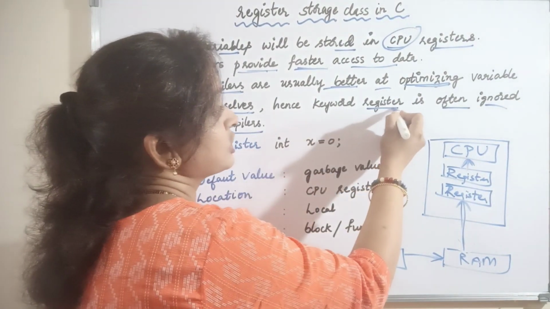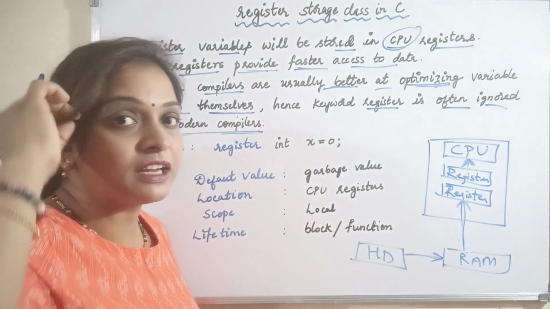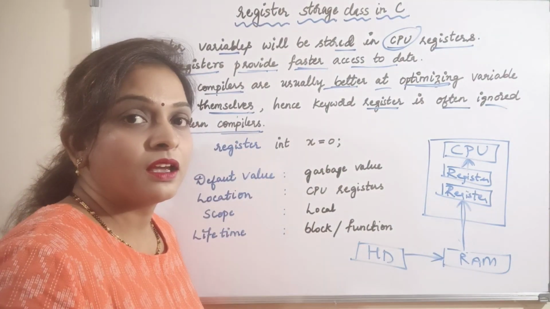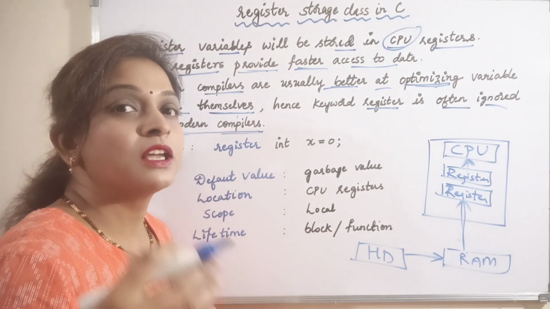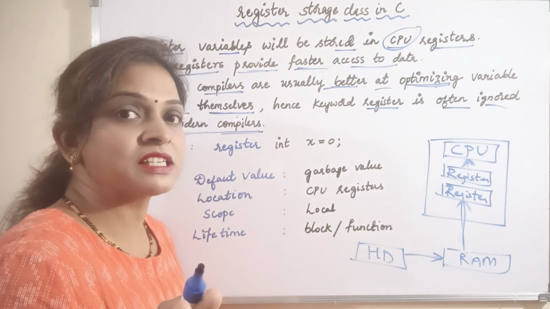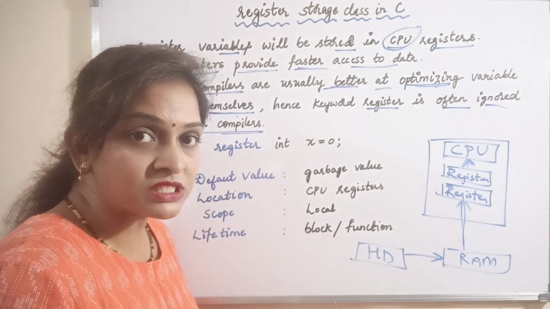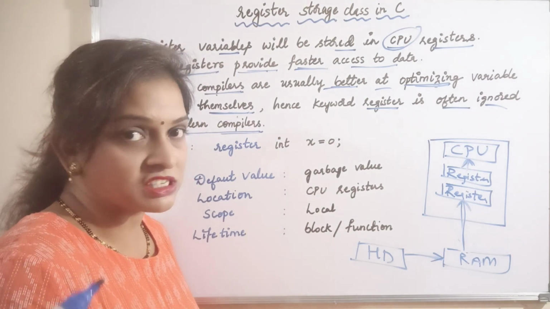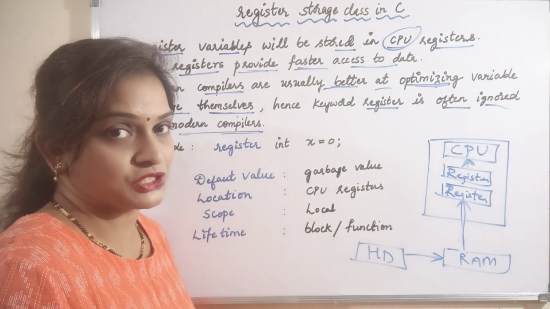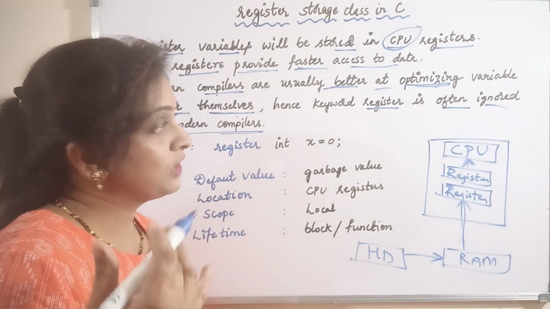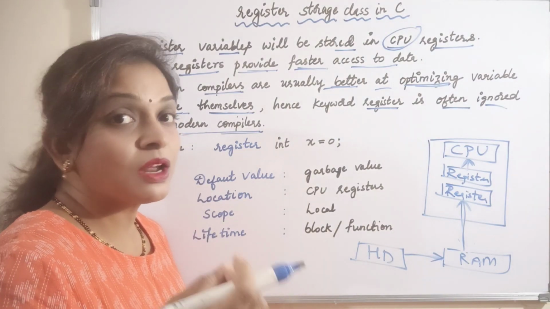Hence, the keyword register is often ignored by modern compilers, because modern compilers have the capability to decide where to store the data. If it is frequently used data, then it will decide that the data has to be stored in CPU registers. If it is not frequently used data, then it can be stored in RAM itself. So modern compilers will not use these register variables. But previously, we used these register variables.